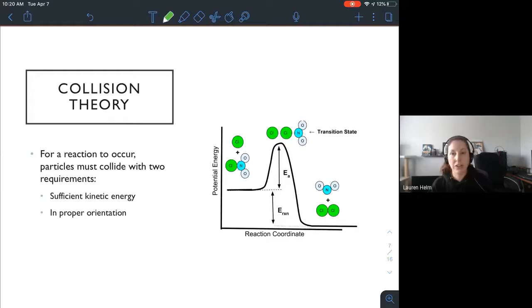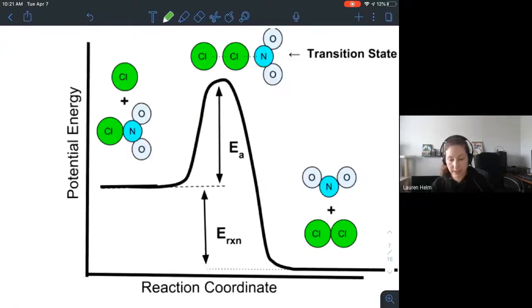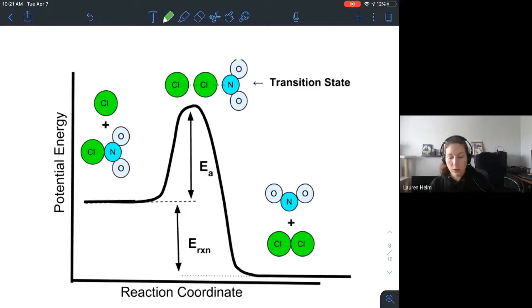Well, a reaction occurring is determined by what we call collision theory. Collision theory has two postulates. That is, if a reaction is going to happen, then the reactant particles must collide. So they have to bump into each other, and they must collide with two specific things. They must collide with sufficient energy and in the correct orientation. So if we look at, again, a diagram, we have a reaction between a chlorine and NO2Cl.